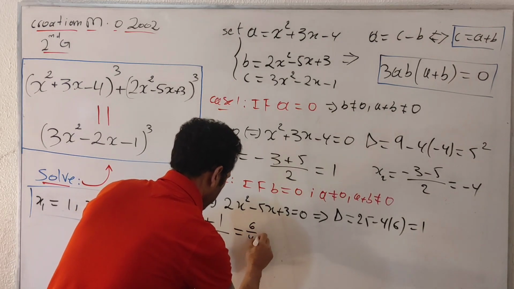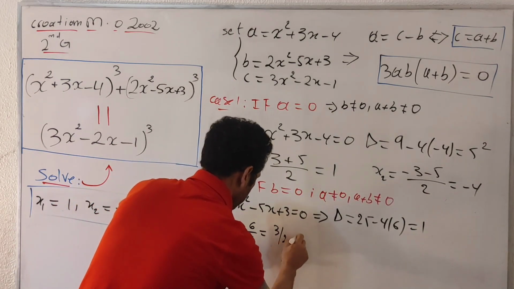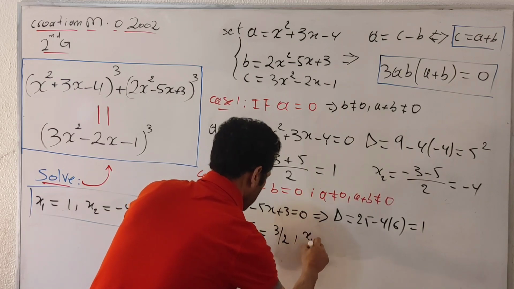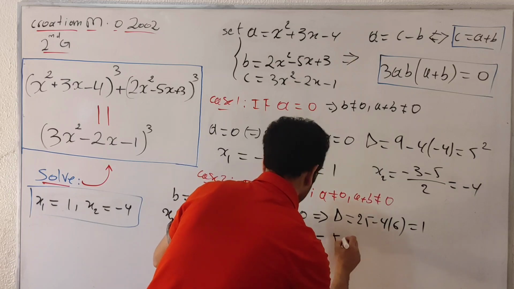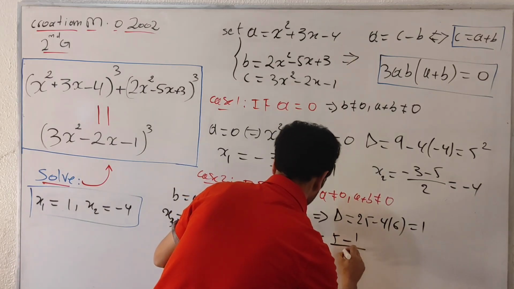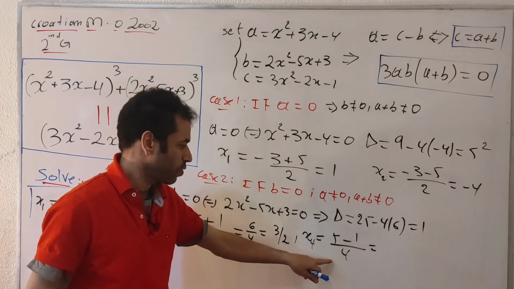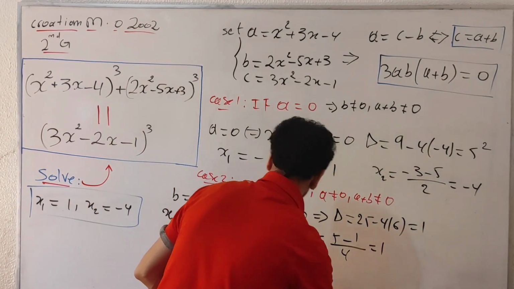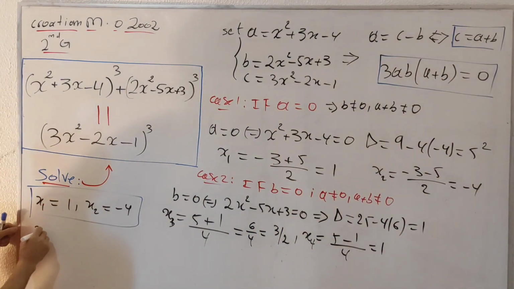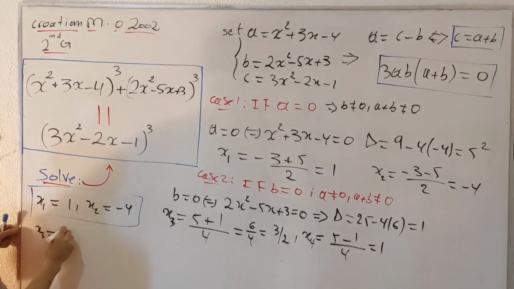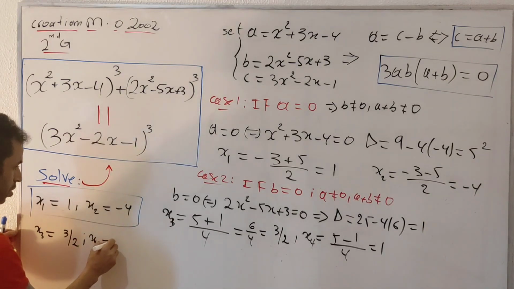This one is 5 plus 1, 6, so 6 over 4. 6 over 4 is the same as 3 over 2. The second solution, x4, is minus minus 5, which is 5, minus 1, divided by 4. 5 minus 1 is 4. 4 divided by 4 is 1. So I will have two solutions: x3 equals 3 over 2 and x4 equals 1.